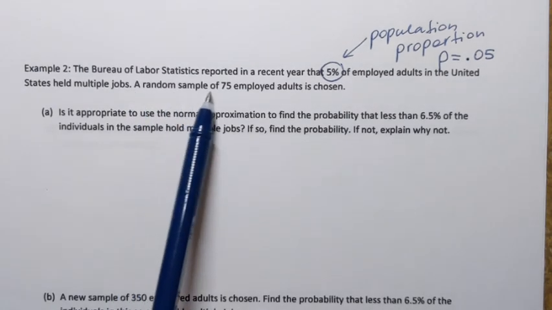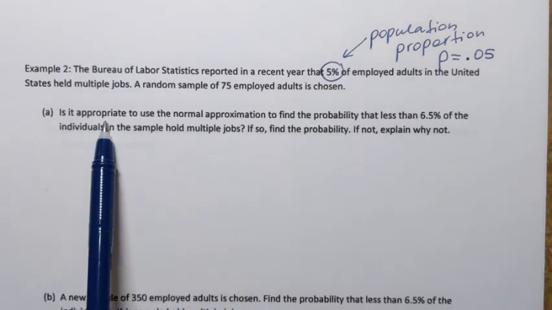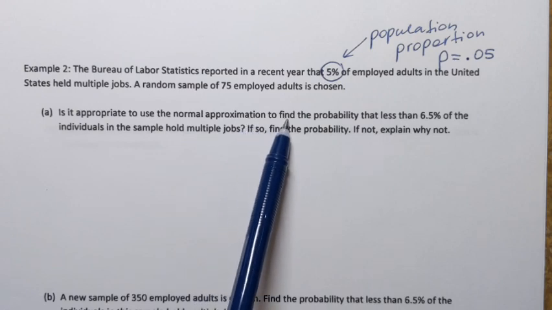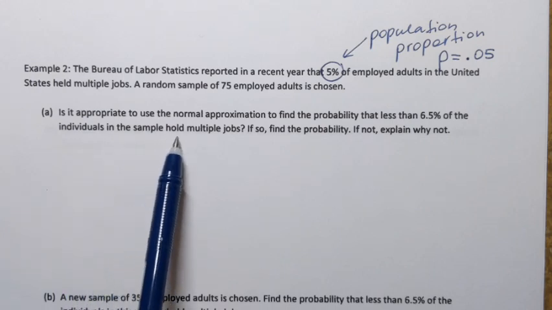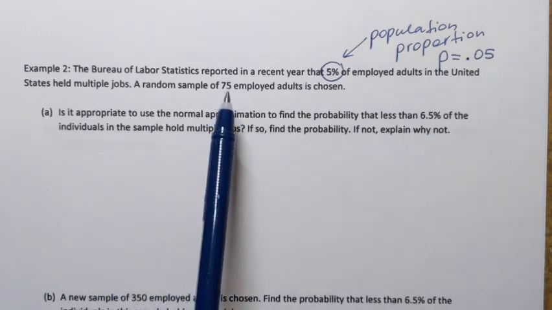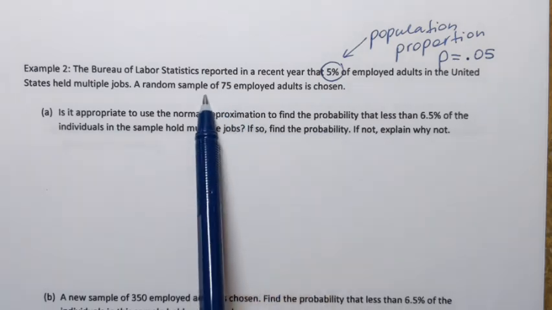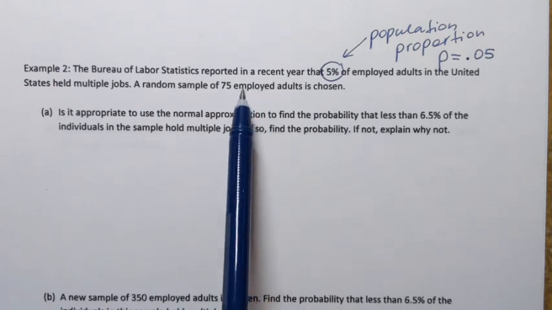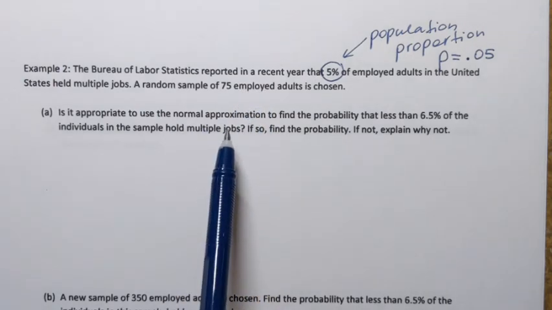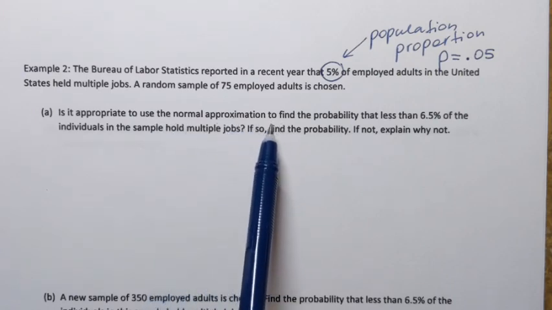One more time, a random sample of 75 employed adults is chosen. The question is, is it appropriate to use the normal approximation to find the probability that less than 6.5% of the individuals in the sample hold multiple jobs? We obtain some sample of 75 employed adults, and the question is, what's the chance that in that sample, less than 6.5% of the individuals hold multiple jobs? But is it appropriate to use the normal distribution to answer that question?